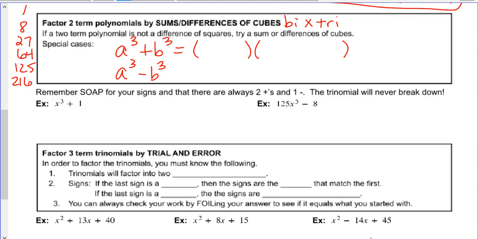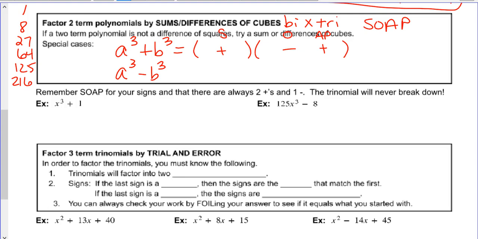Now, in order for us to deal with the signs, I want you to remember SOAP. Same, opposite, always positive, okay? So this one is going to be the same sign. This is going to be the opposite sign. And the last sign here is always positive. So if I start here, I have a plus. It's going to be the same sign. Change to the opposite, which is now a minus. And this one is always a plus. So in every single case here, you're going to have two pluses and one minus.